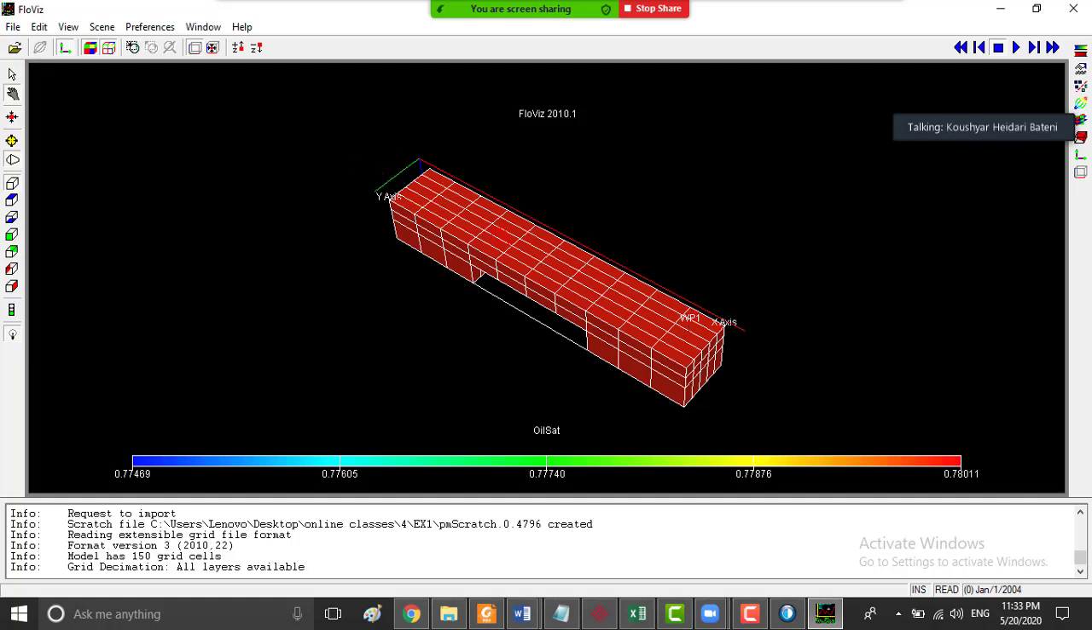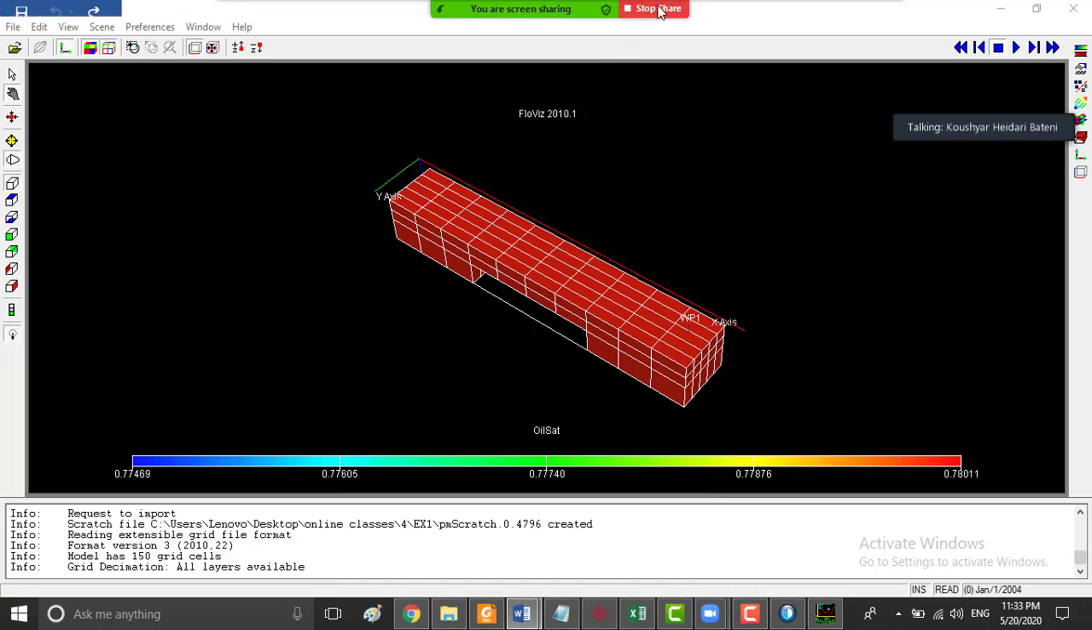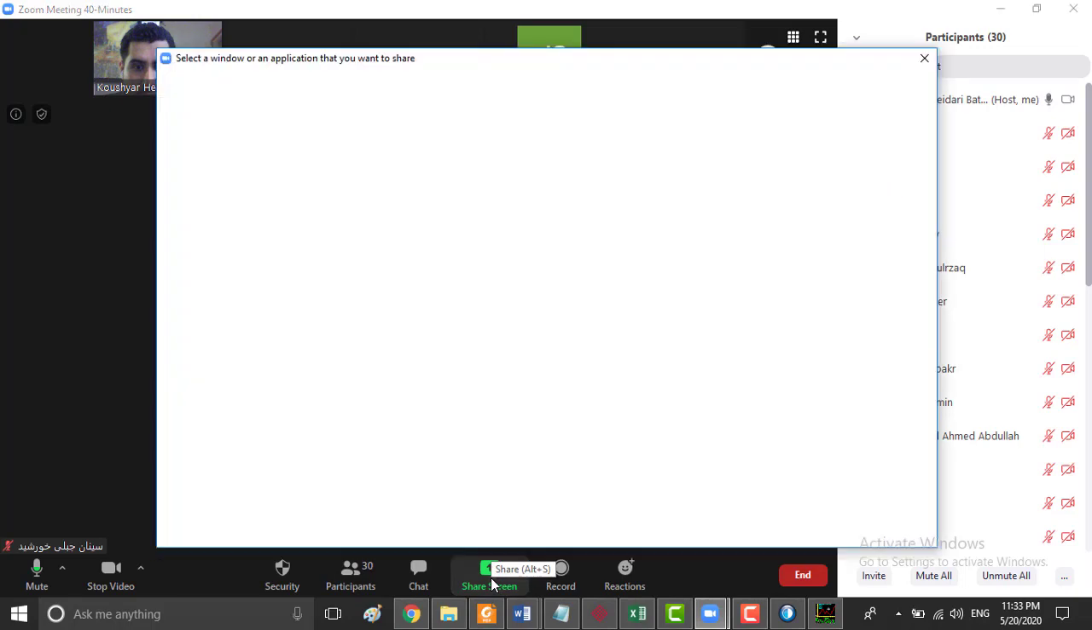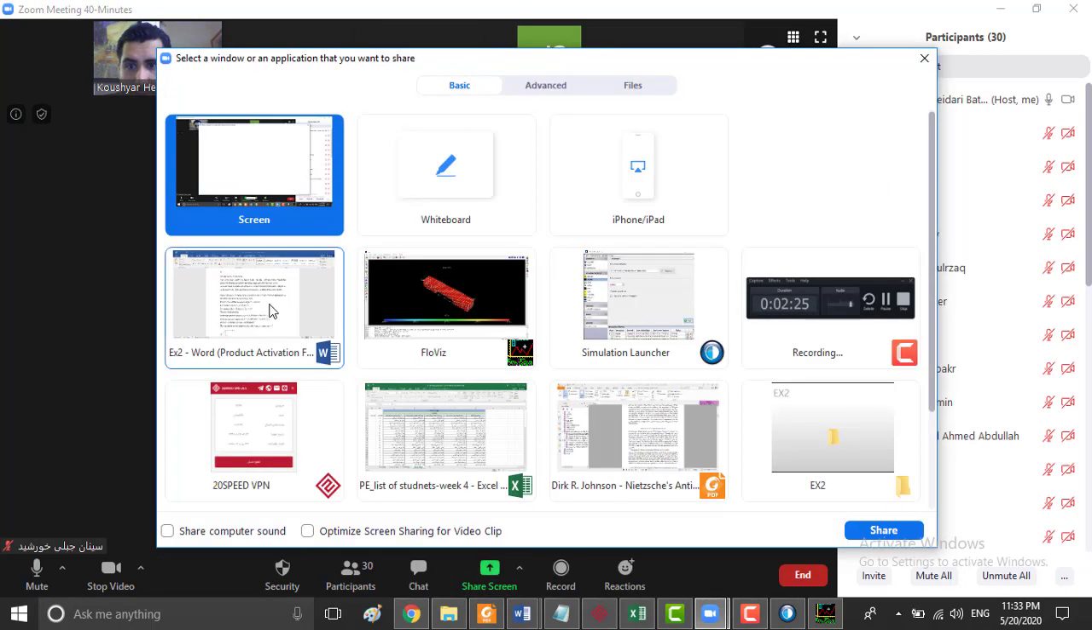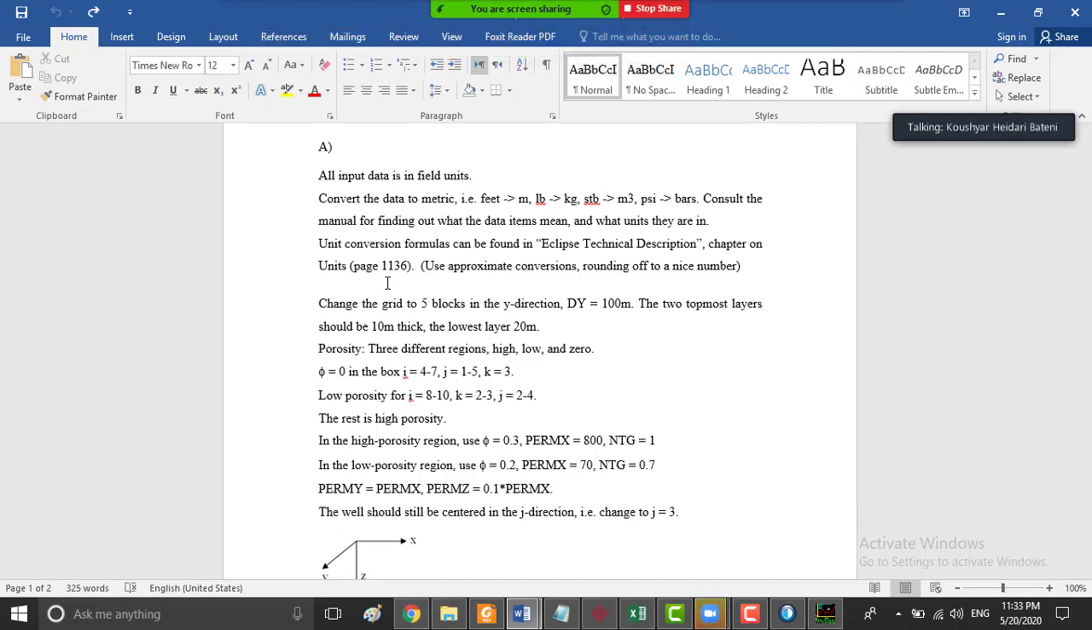Now, guys, let us go back to the exercise that we had. Please open up the Word file. Let me share a different screen with you. Now, here, what does it say? Please look at the screen and check out the Word file.